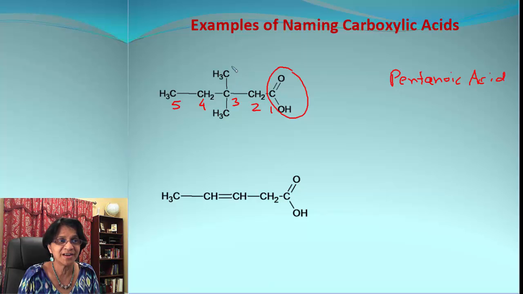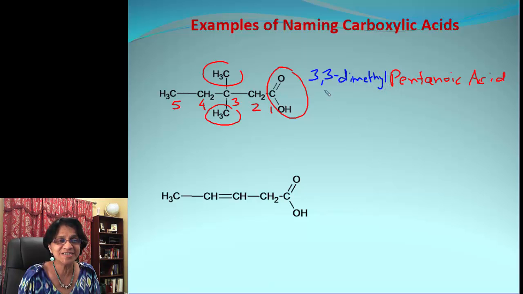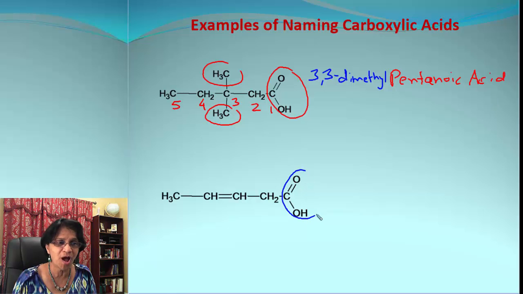What about the side chains? We got 2 side chains and both are methyl on carbon atom number 3. So we're going to number that 3, 3, and since we got 2 methyl groups, we put dimethyl. So it's 3,3-dimethylpentanoic acid. Let's work on one more problem.